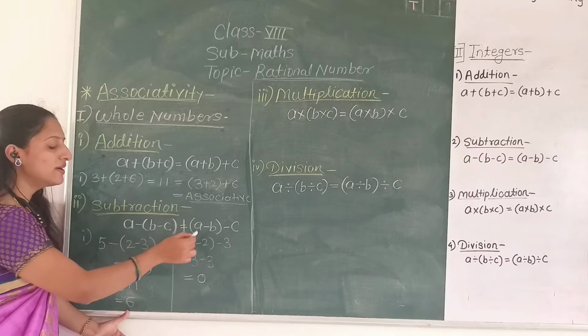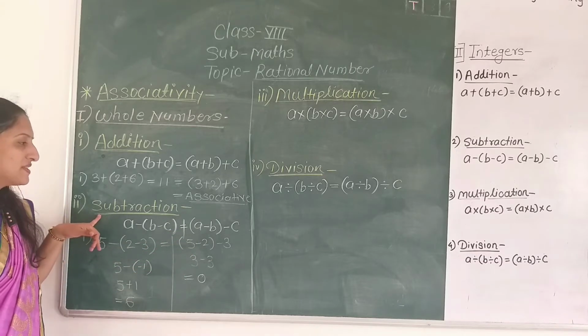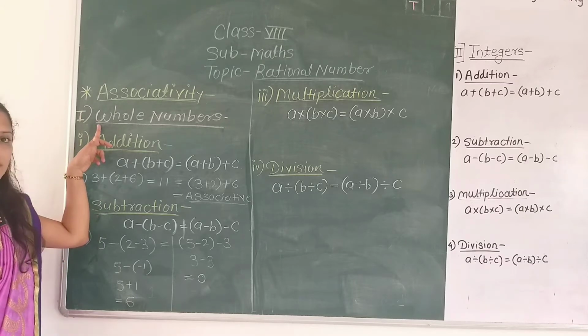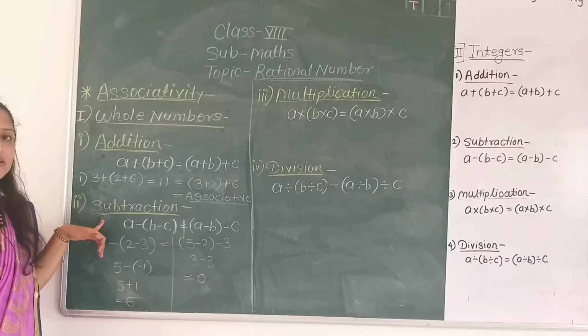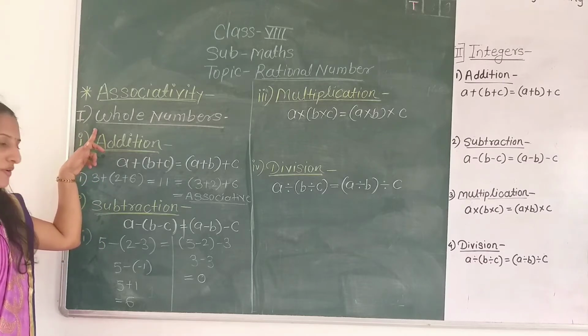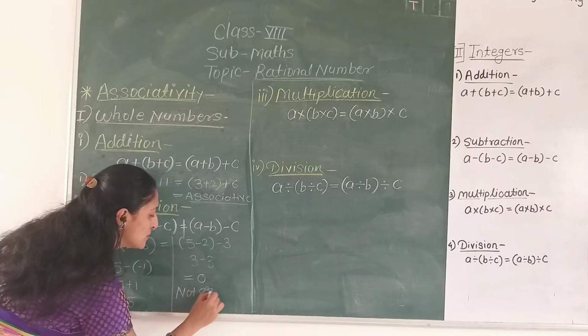This shows that subtraction is not associative for whole numbers.